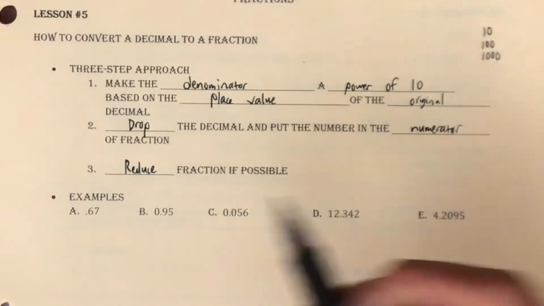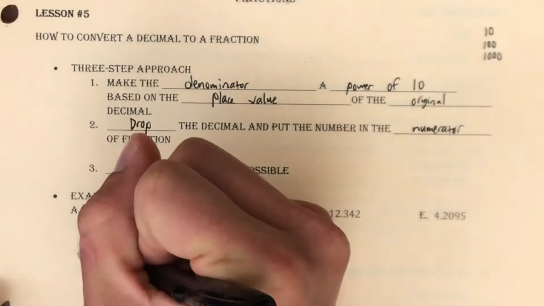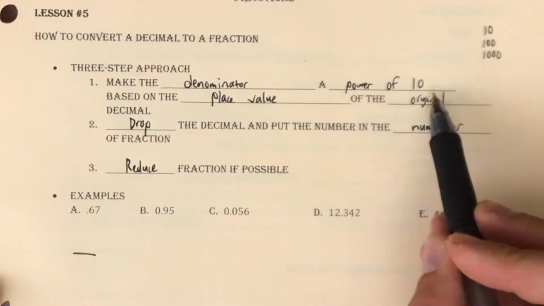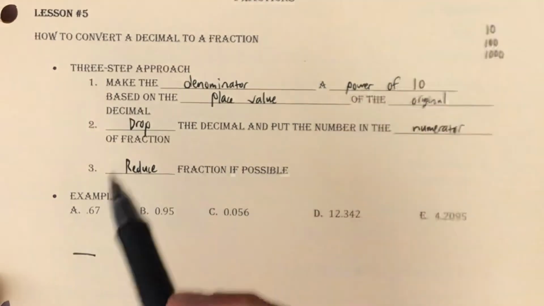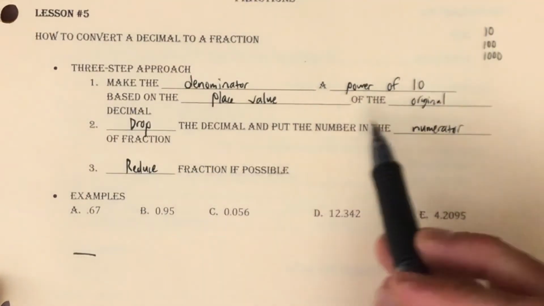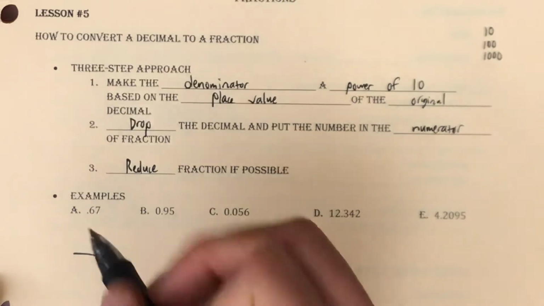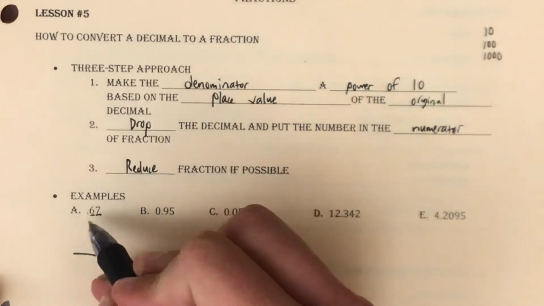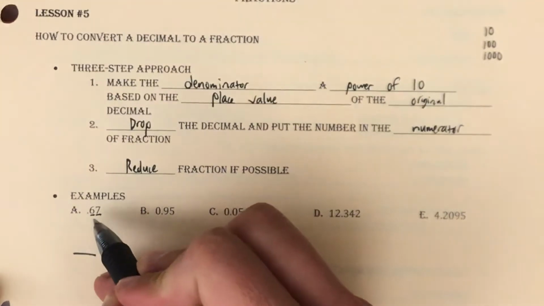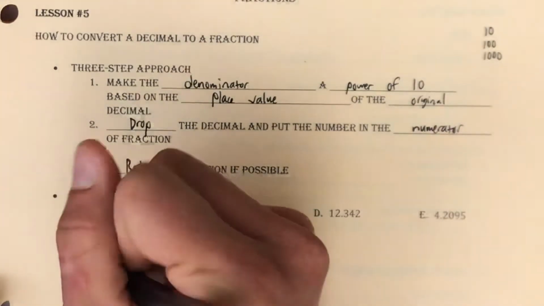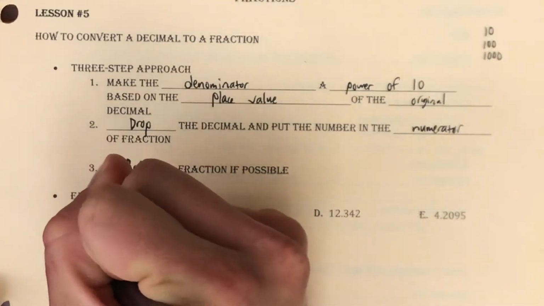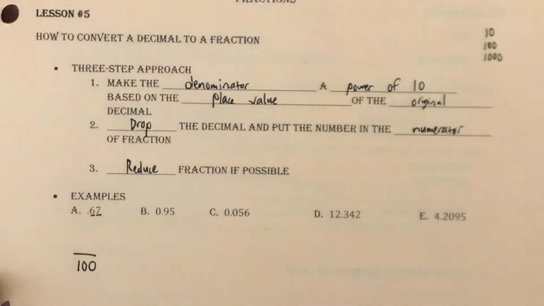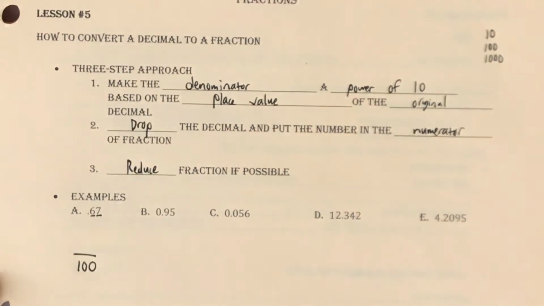Well, again, first thing I need to do is create my denominator of my fraction, and it needs to be a power of 10. Well, this is based on the place value of the original decimal. So I see that there are 2 place values, and that is the tenths, hundredths, right? Well, that power of 10 would be 100. So here we go. I need 100 on my denominator.